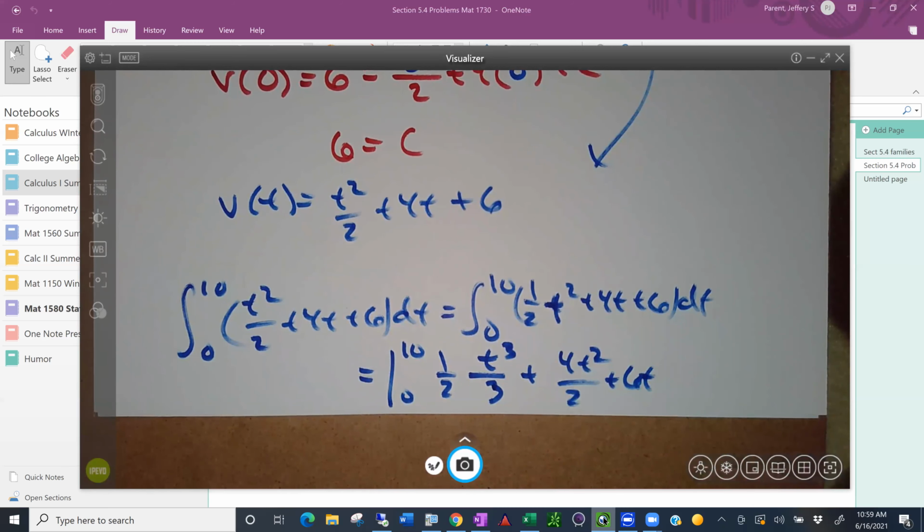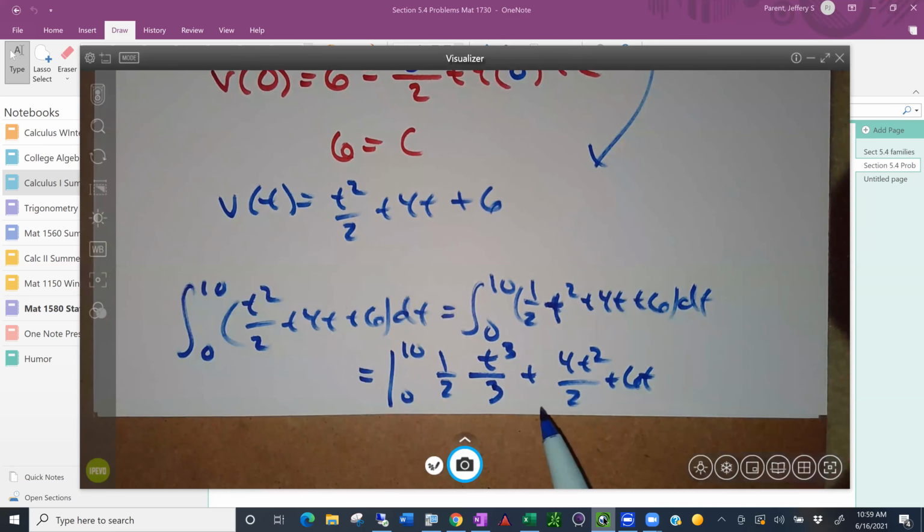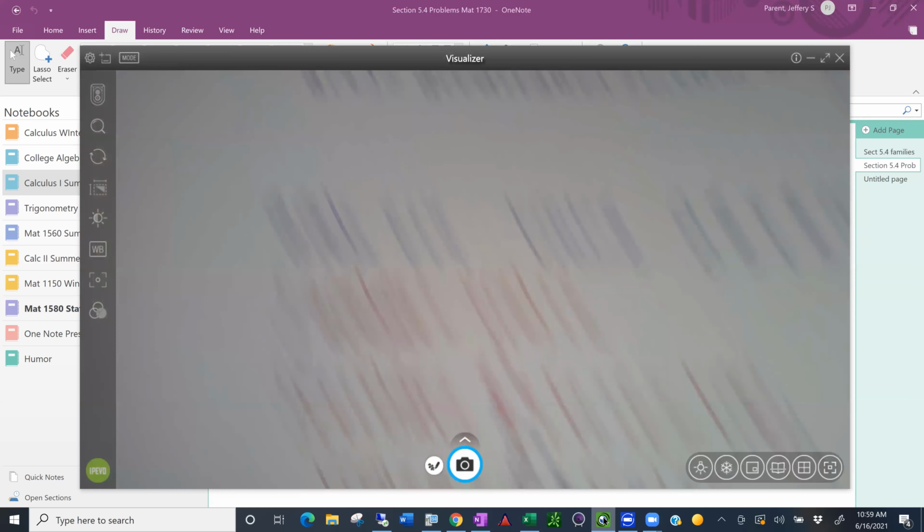Now, this can be simplified as, say, 1/6 t cubed. That can be simplified as 2t squared. But those are things that it's not a bad idea to do after you've found the antiderivative. Because what I see is a lot of times people trying to get this perfect right away. And it's hard to get this perfect right away unless you're breaking it up into little steps. So that's what we'll do, break it up into little steps.